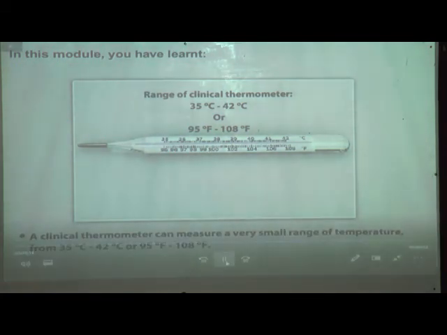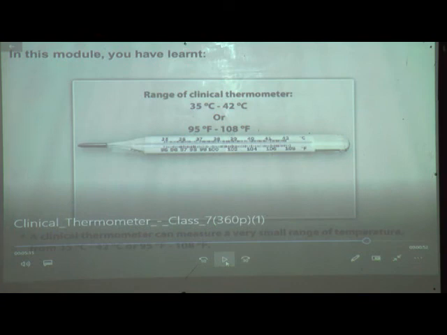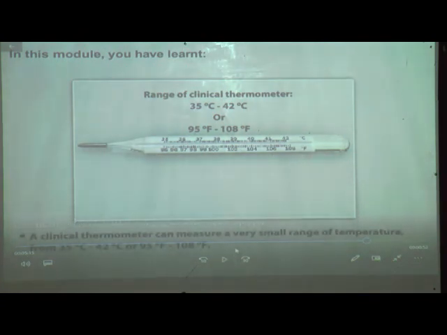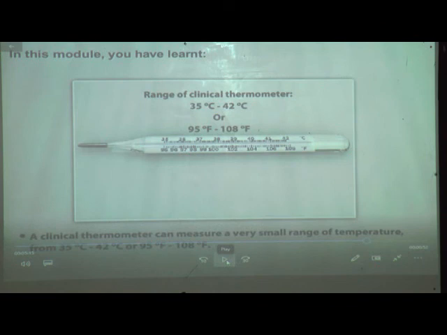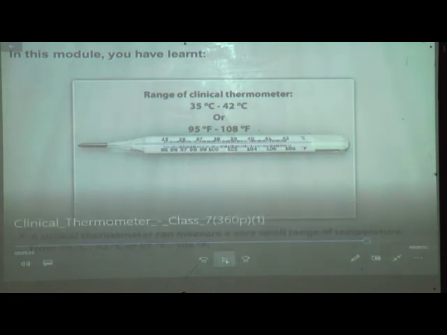So further we are going to only repeat these precautions and steps used for the use of this thermometer. Okay, so you have to listen carefully. In our last session we discussed precautions and steps, that only you have to revise here.